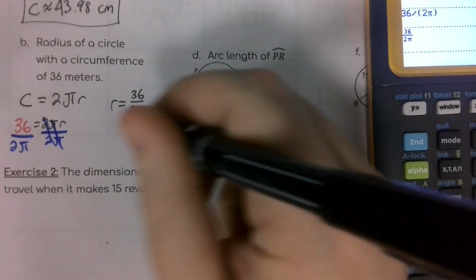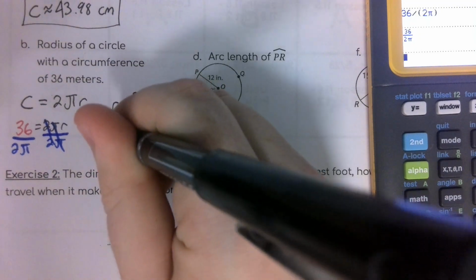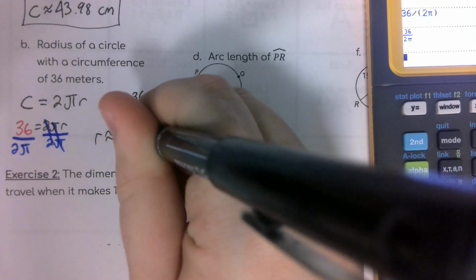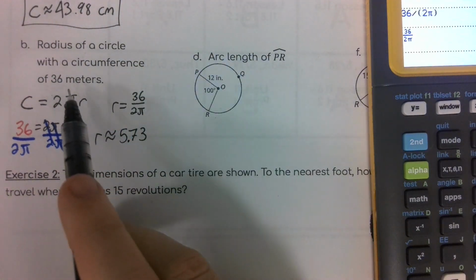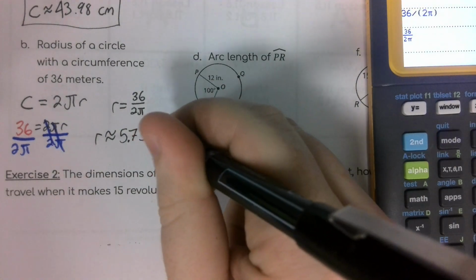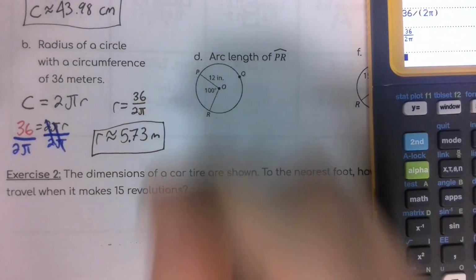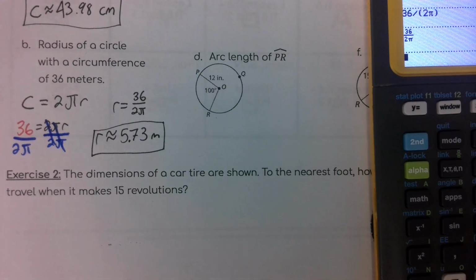5.73. So our radius is approximately 5.73. Since the circumference is in meters, we know it's also going to be in meters. Very nice.